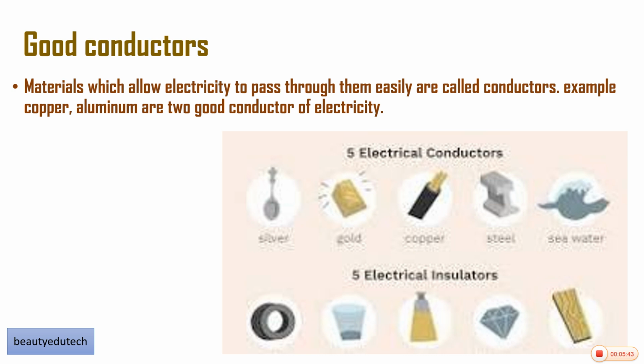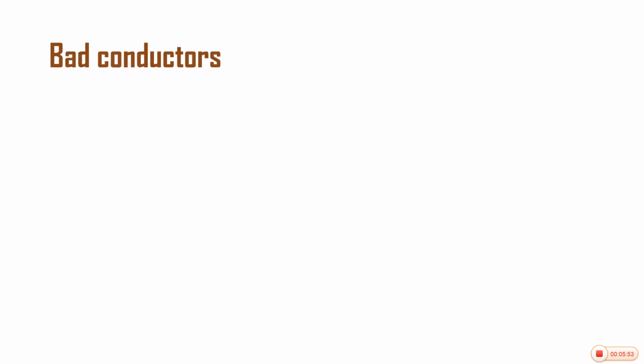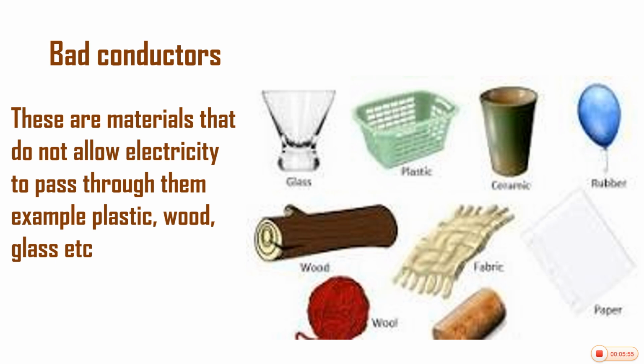Let us look at bad conductors. Bad conductors are materials that do not allow electricity or heat to pass through them. Examples of bad conductors include plastic, wood, glass. The images on the screen are examples of bad conductors. These materials do not allow heat or electric currents to pass through them.